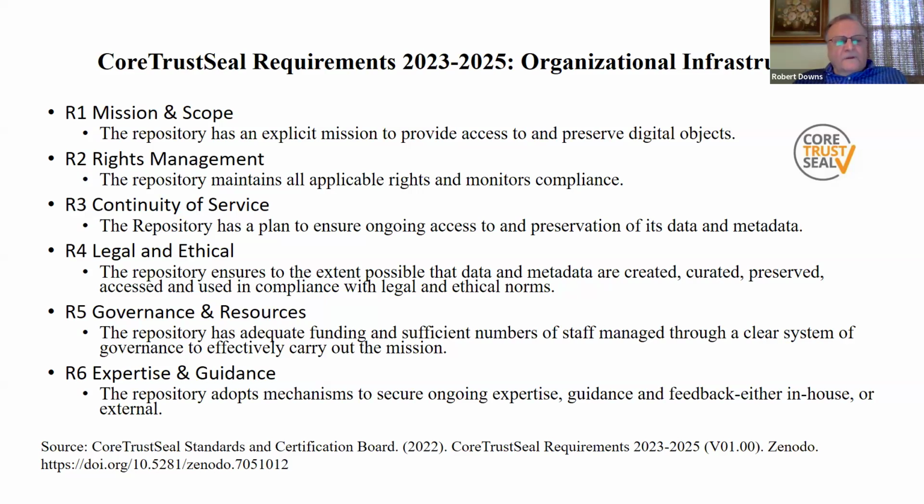Looking at R5, governance and resources, here we want to demonstrate that we have sufficient staff to operate the repository, and that we have the funding so that we can pay the staff, obviously, and to manage those resources so that we're able to serve our community. And then the last one in this section of organizational infrastructure is expertise and guidance.